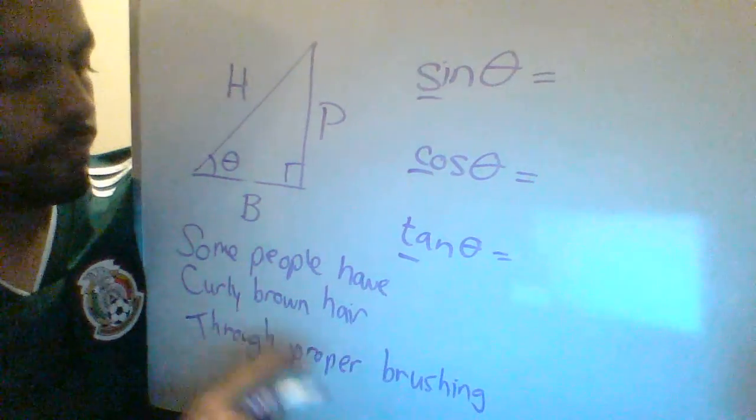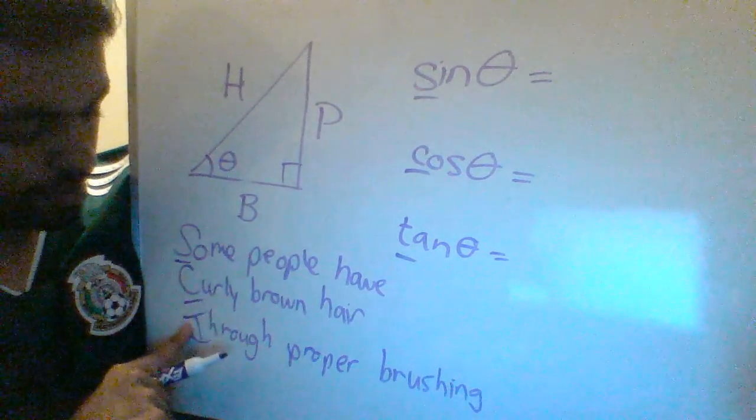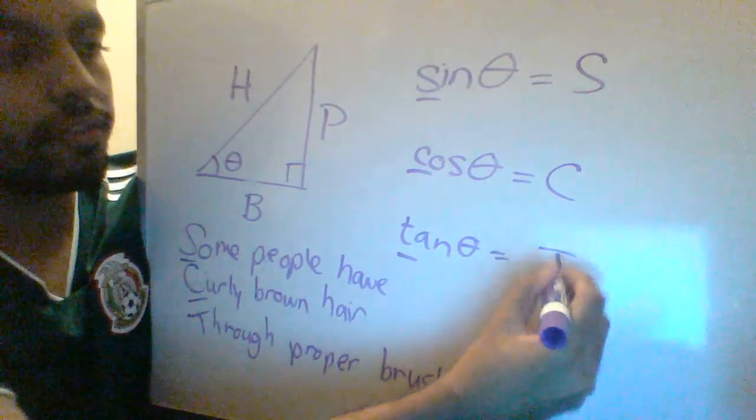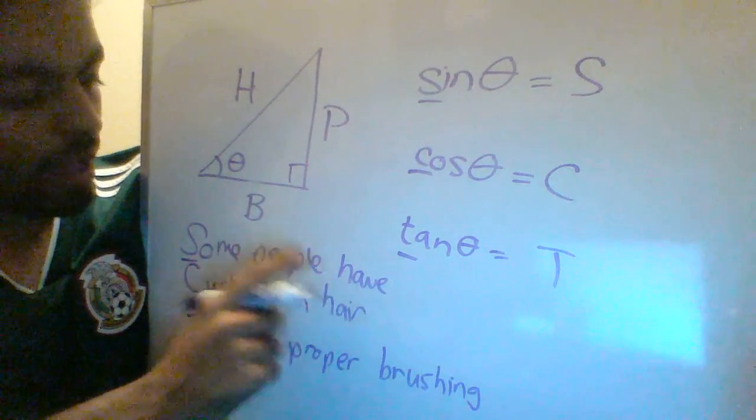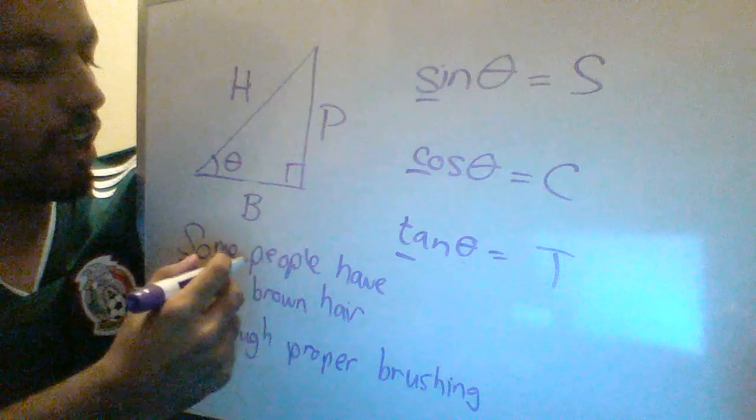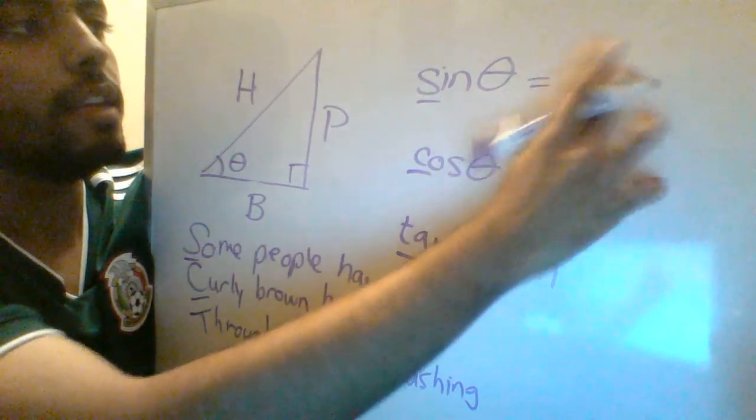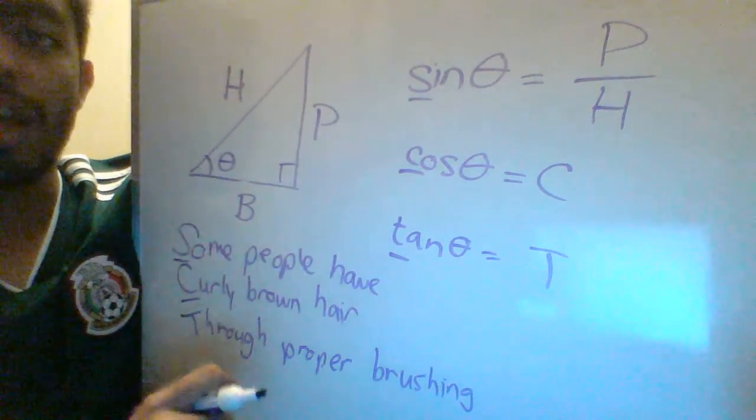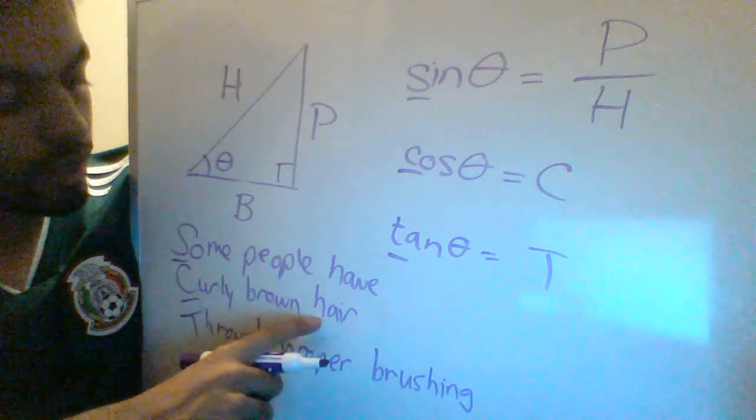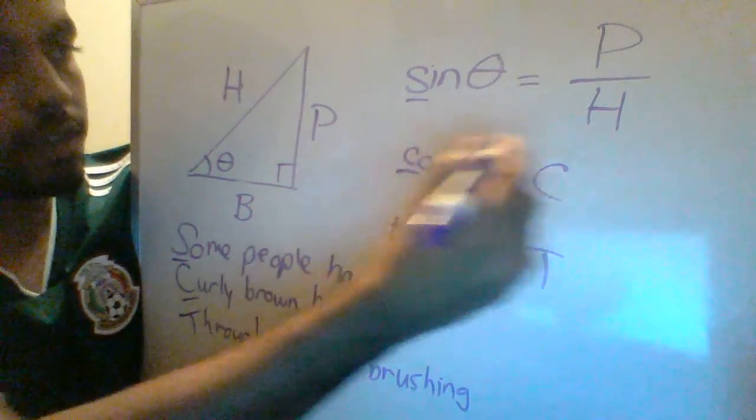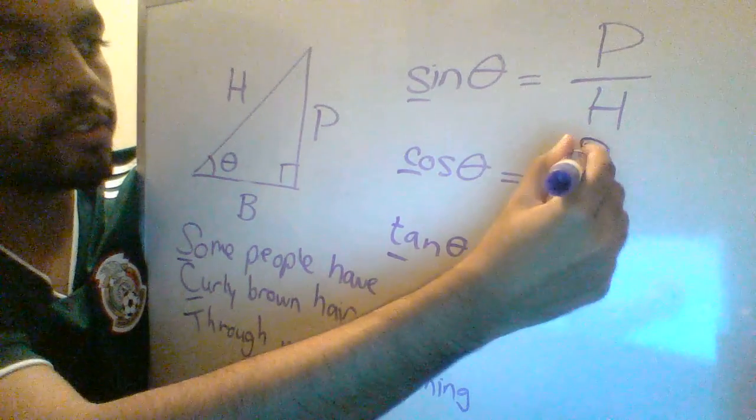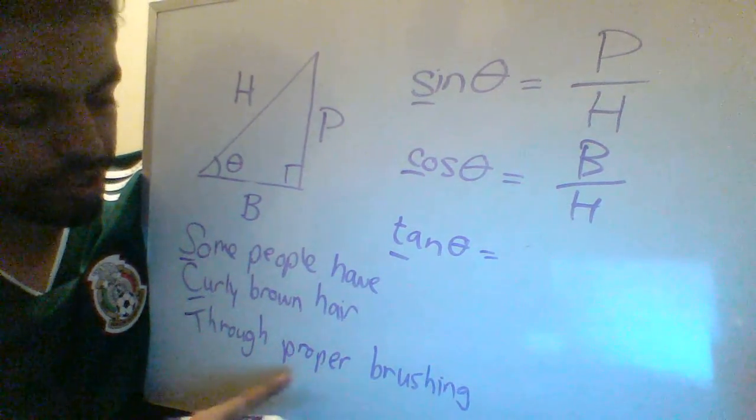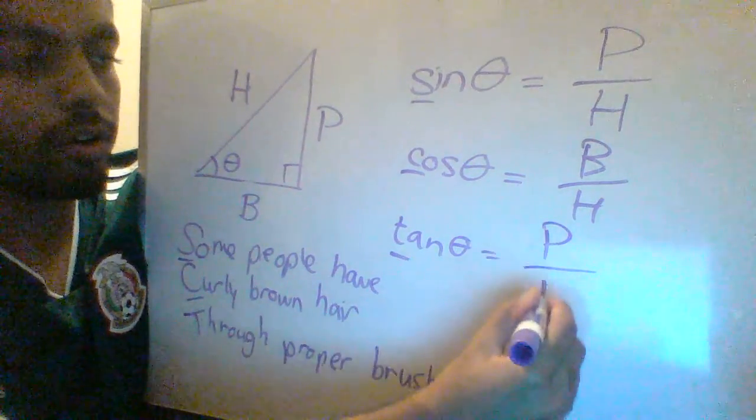And how does this help? Well, S, C, and T are still standing for sine, cosine, and tangent. All right? People have, P-H. Some people have, P-H. So sine is the perpendicular over the hypotenuse, which is the same as the opposite over hypotenuse that we had before. Curly brown hair, cosine, base over hypotenuse. Through tangent, proper brushing, PB, perpendicular over base.